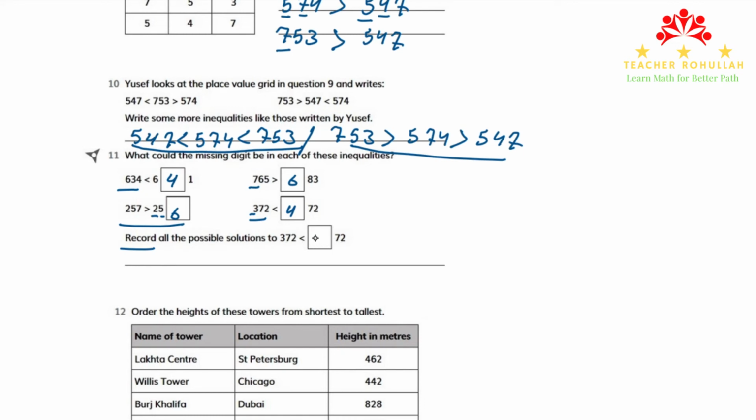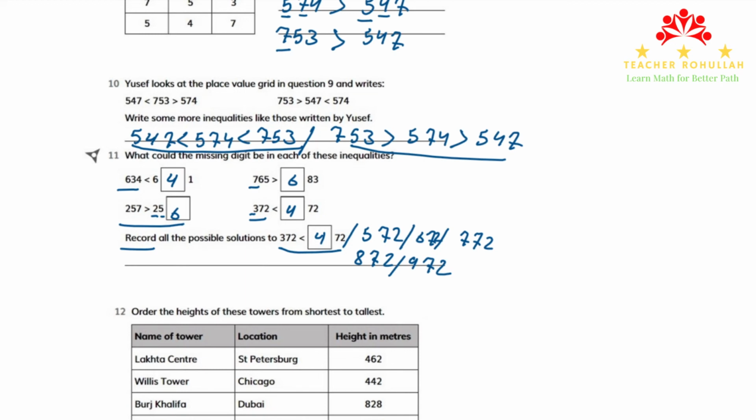372 is less than 472, and it is less than 572. It is also less than 672. It can be less than 772. It can be less than 872. It can be less than 972. These are all the possible answers that can make this inequality correct.